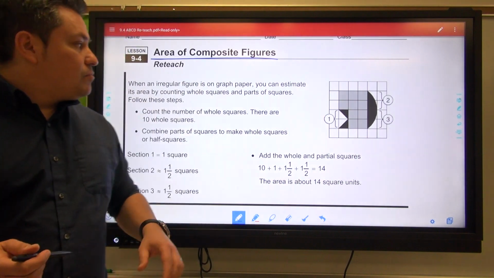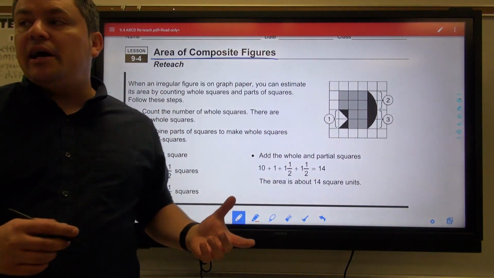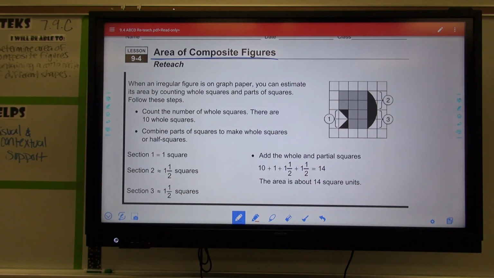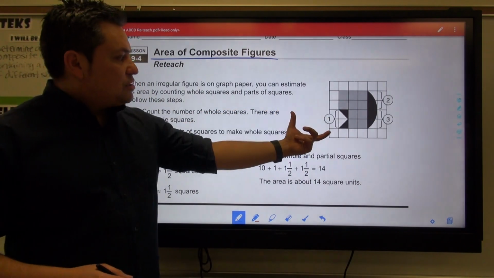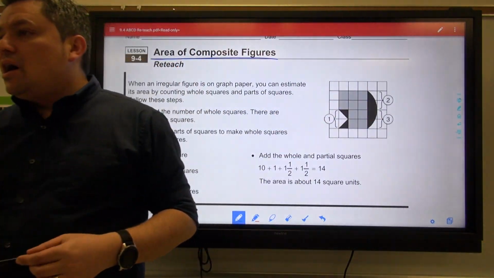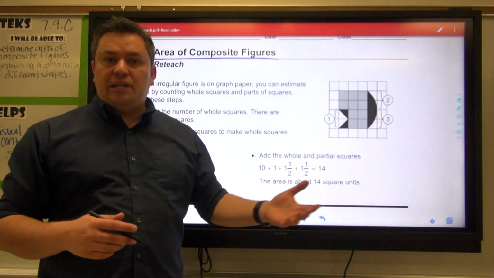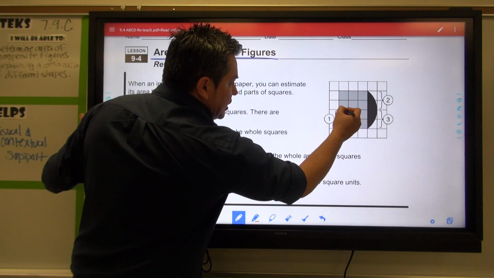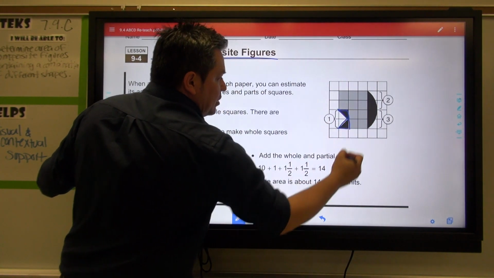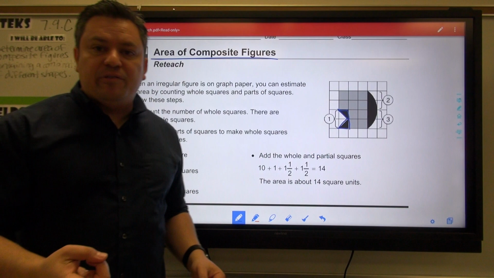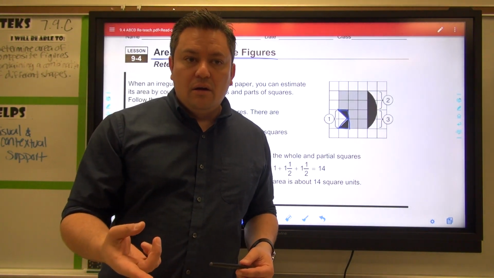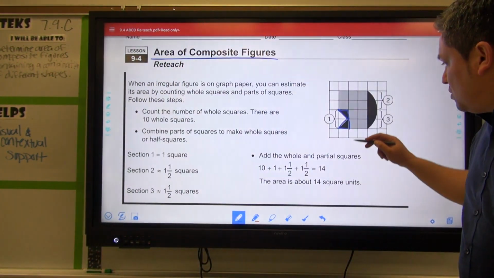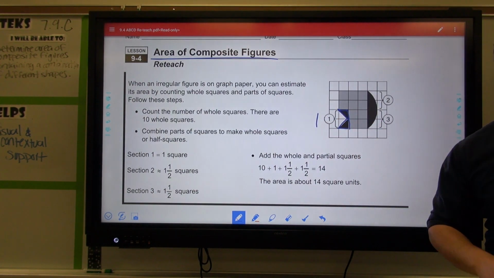Now, we have different things that we can do to find area of composite figures. Like on the first example right there on the right, we have a grid. And right here, this irregular shape is composed into 4 different sections. And we can find that section individually and just add it all up. So if I look at section number 1, I'm looking at these 2 half squares. Now 2 halves make a whole thing, right? So these 2 things right here is 1 square unit.